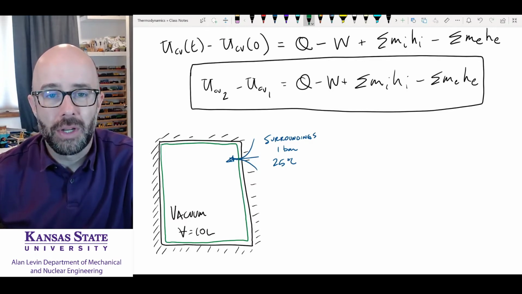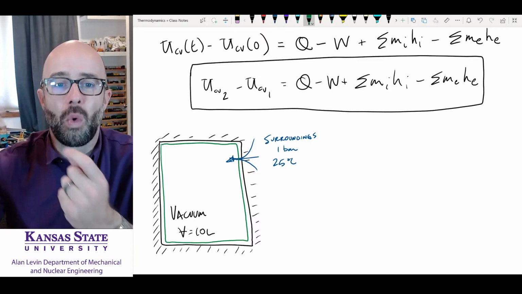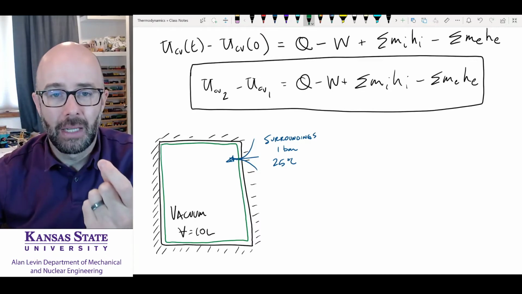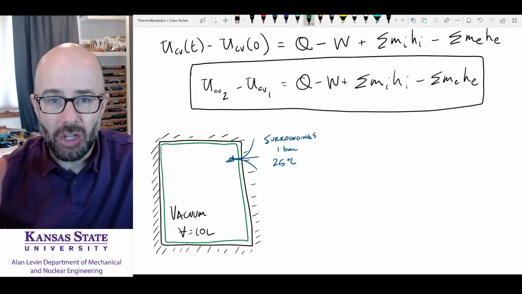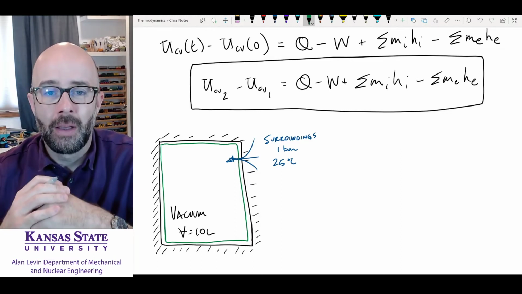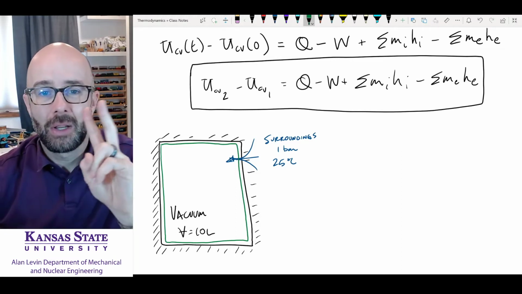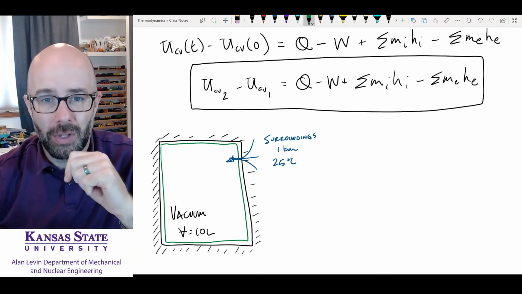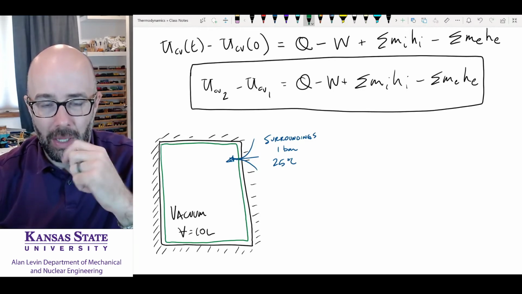Now, of course, you can have a transient problem that has more exiting than coming in, or more coming in than going out. That's also a transient problem. But we're going to simplify and only look at 2 types. Inlet with no exit, exit with no inlet.